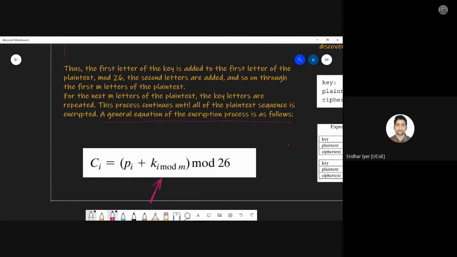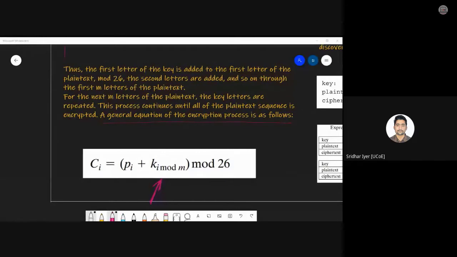C of i is equal to P of i plus K of i mod m, then mod 26. Come on, tell me the answer. Why? Harsh, this is the answer for your query. Yes, correct. Because the key size is lesser than the plain text size.